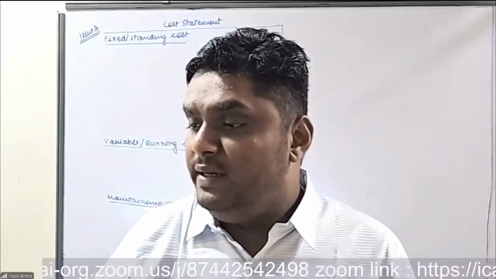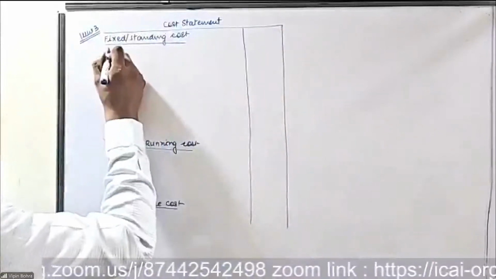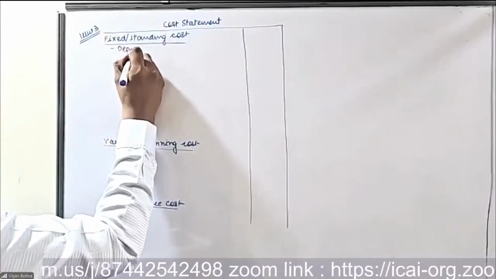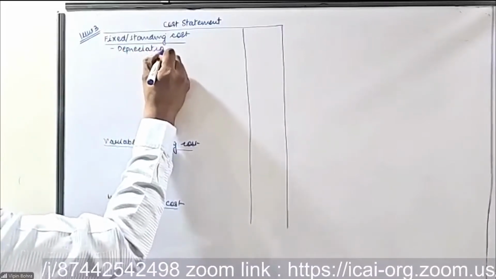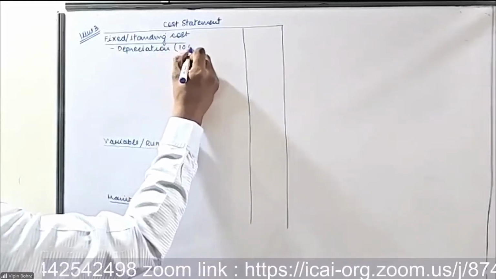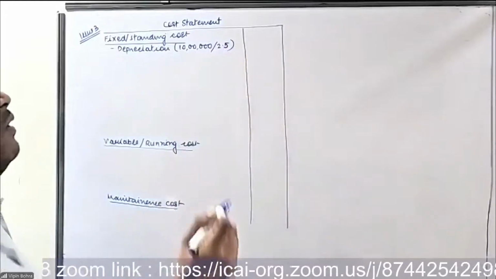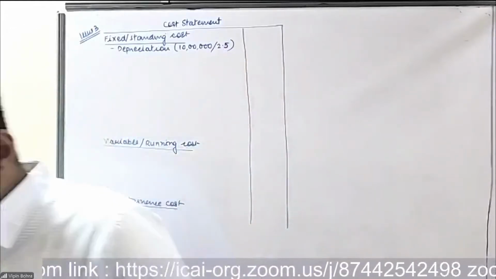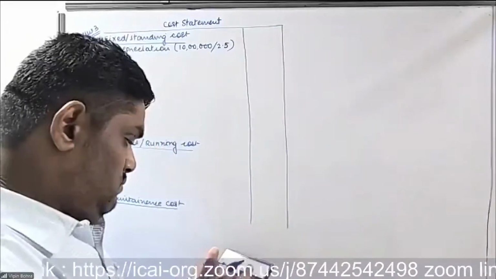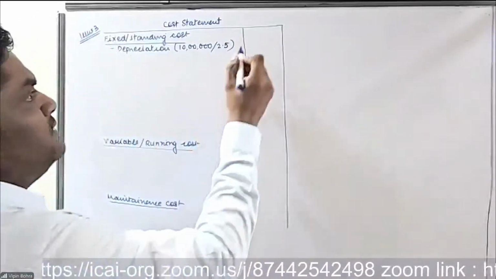So let's start. We'll write one by one each and every item. That is, the cost of the bus is 10 lakh. See here, the useful life of the bus is given, that is 2.5 years, so we can easily calculate the depreciation also. So 10 lakh divided by 2.5, we will get the depreciation amount. So the per year depreciation will be 4 lakh rupees.